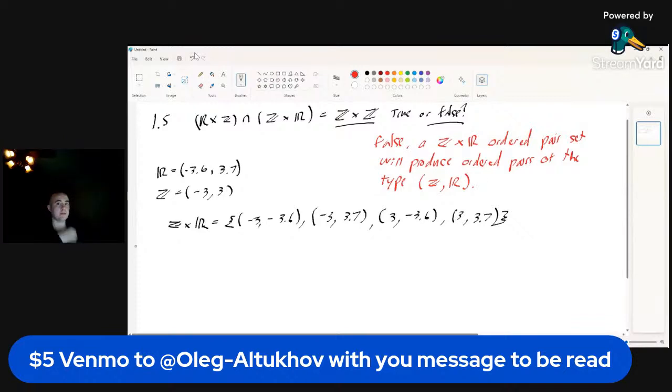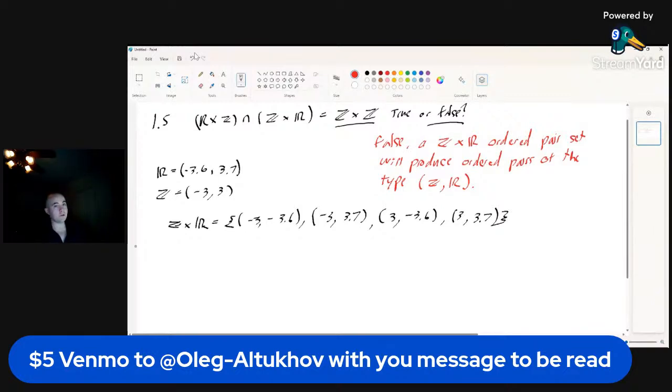Okay. I hope that's clear enough. Basically, false. A Z by R cross multiplication ordered pair set will produce ordered pairs of the type Z comma R. So what happens is you could have, of course, with reals, integers are part of the real set. It's nested within it. The integers are nested within the real set. But since we are doing the full range of it, in this case, the reals range from negative infinity to positive infinity. And so you have everything except for like complex numbers or imaginary numbers. Everything else is in the reals.